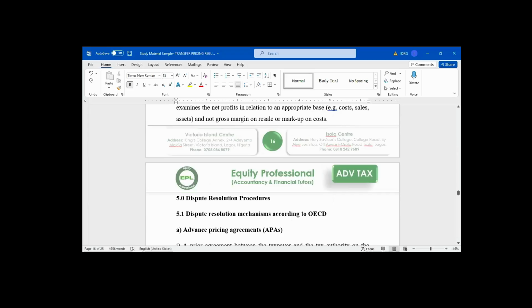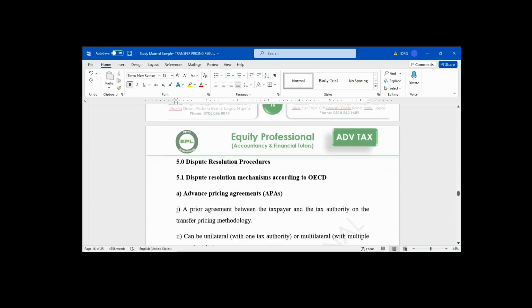Now, for the sake of time, we have looked at methods of transfer pricing. What are the dispute resolution procedures under transfer pricing? Under transfer pricing dispute resolution procedure, first, we need to look at the dispute resolution mechanisms recommended by OECD.